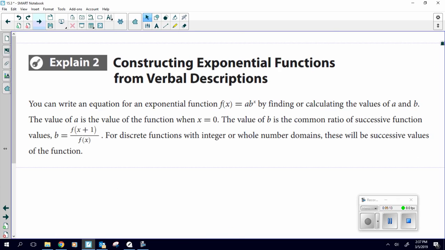Okay, excellent. All right, constructing exponential functions from verbal descriptions. So this is the hard part, right? This is where you got word ideas, okay? So you can write an equation for an exponential function f of x equals a times b to the power of x by finding or calculating the value of a and b. The value of a is the value of the function when x equals 0. The value of b is the common ratio of successive function values. So you would take b is equal to f of x plus 1 divided by f of x. It's kind of like what we did when we were finding ratios, okay? For discrete functions with integer or whole number domains, these will be successive values of the function.